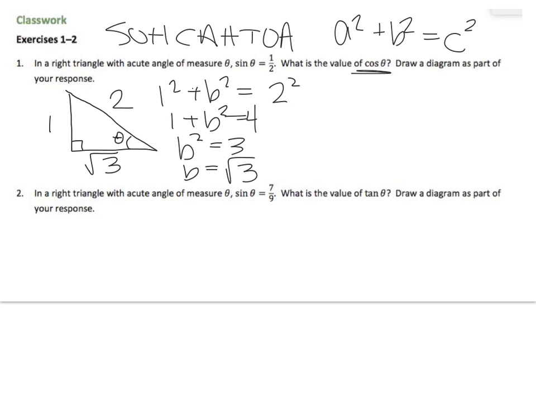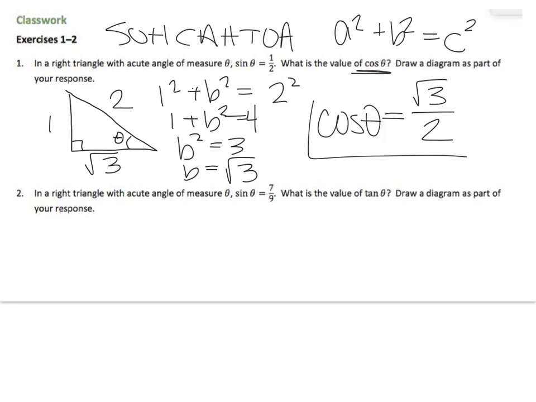And cosine theta is adjacent over hypotenuse. So we have our answer. Adjacent over hypotenuse.